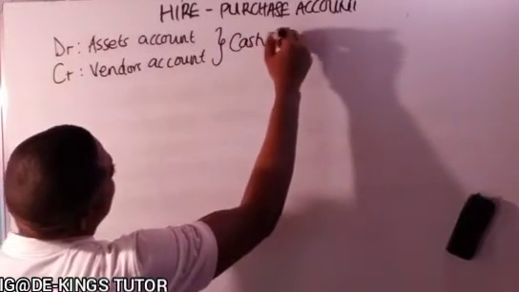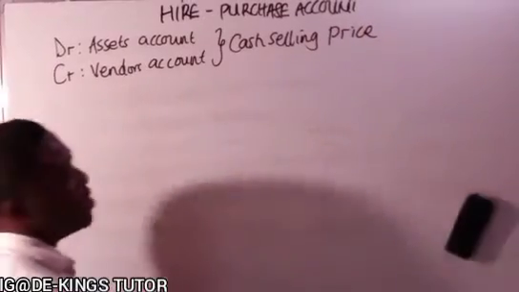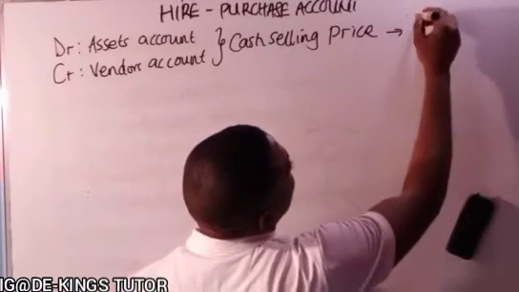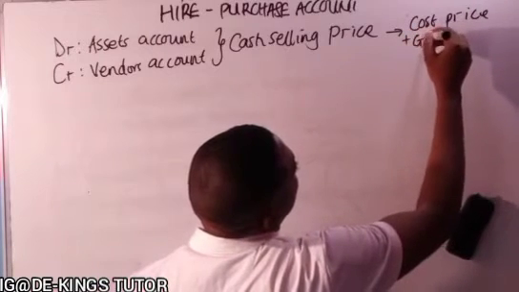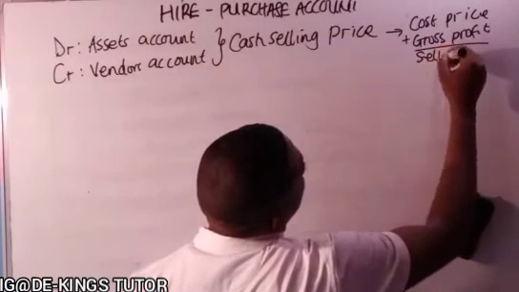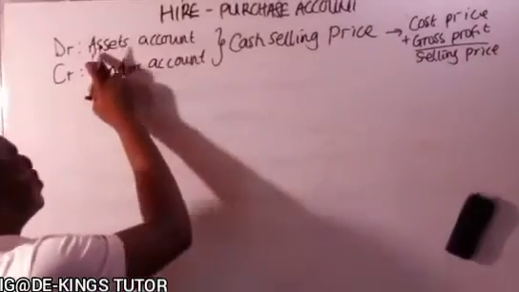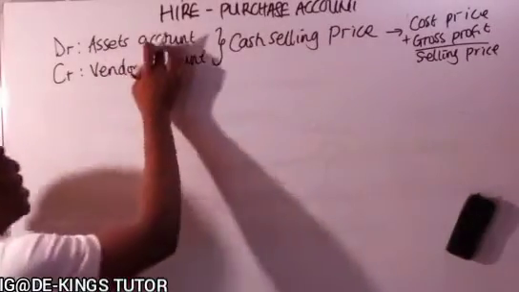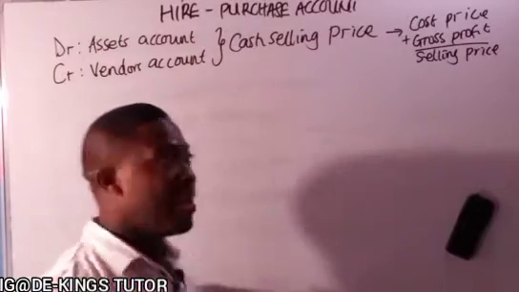We do that with the cash selling price. Remember how to get the cash selling price: it is the cost price plus the gross profit. So when they have known the selling price of that asset, you debit the asset account and credit the hire purchase vendor's account. Okay, that's the first one.